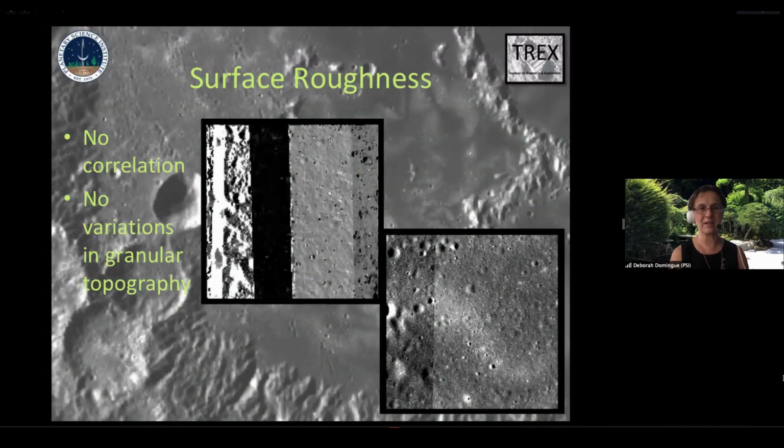Surface roughness, once again, we should see our little curly Q here, and we don't. So there's no variations in what I call granular topography. Surface roughness as defined within this model correlates to the optically active portion of the regolith. So we're talking about a few microns deep here. So we're talking about on the order of millimeters at most. So we're looking at the topography on the grain level. So once again, no correlation.